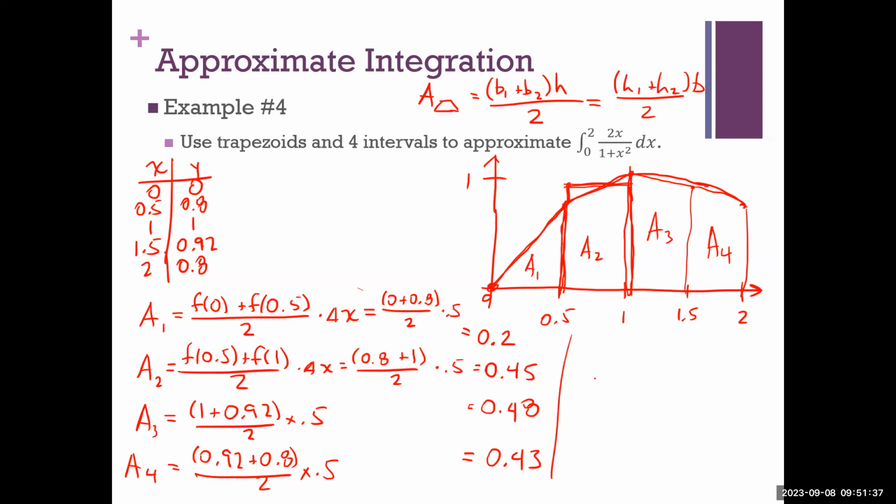Then if my final area is equal to the sum of my areas, what does that come out to be? 1.56.